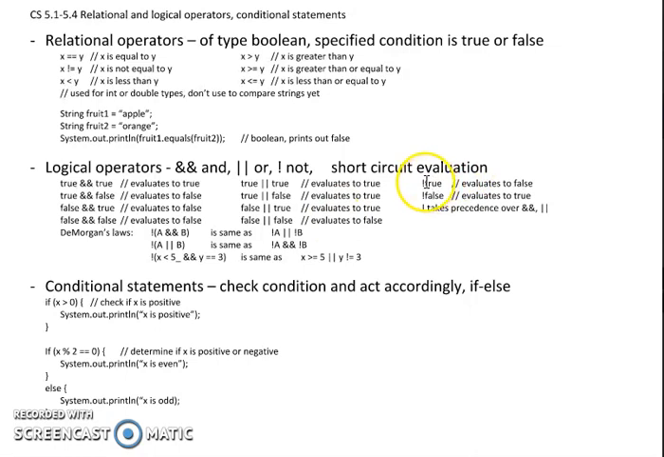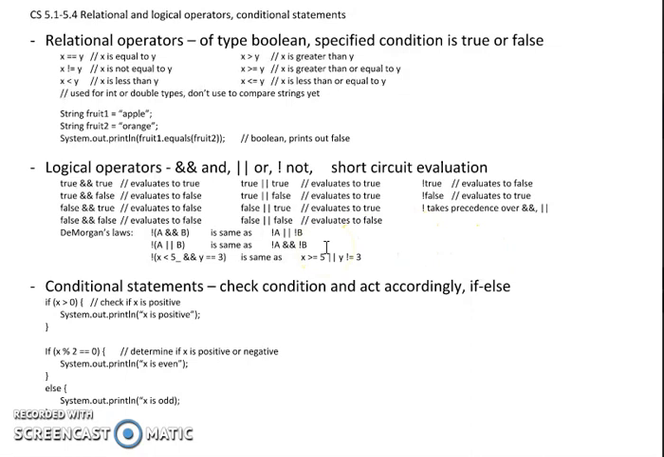The not sign, the exclamation mark: if you're doing a not on a true statement, it evaluates to false. If you're doing not on a false statement, it flips it, basically, and turns it into a true. And just so you know, if you don't have parentheses, the not takes precedence over the and and the or. So the not is evaluated first.